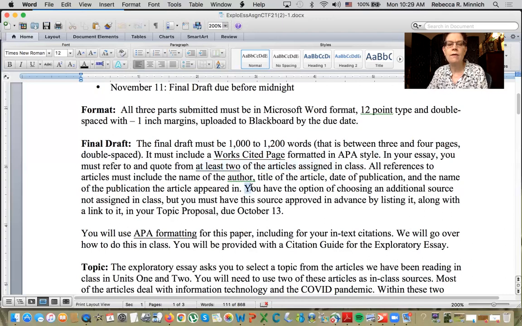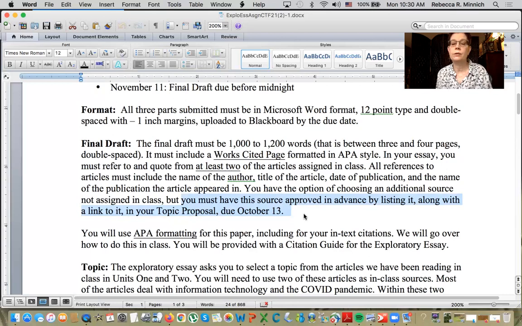Now, I've got a little bit of flexibility there. You have the option of choosing an additional source in addition to the 2 in-class sources, which would mean you would have 3 sources altogether, but you have to have that approved by me in advance by listing it on your topic proposal due October 13th. So that's another change. I began to think about the value of finding your own sources, and you may as well get started on it now because we're going to be asked to do that in our research paper. Okay, so please think about it if you're interested, but you do need to have that source approved.